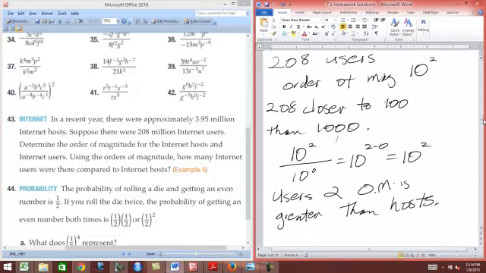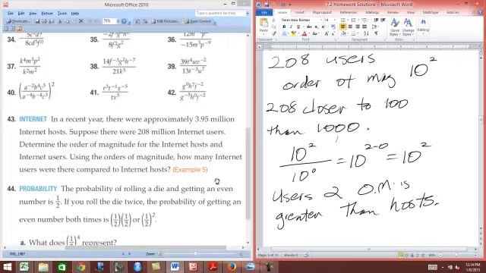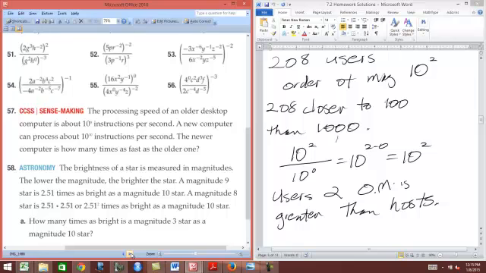So we want to compare the number of internet users to the number of hosts. So we take, in terms of their magnitudes, 10 squared divided by 10 to the 0, which is 10 squared. The users are 2 orders of magnitude greater than the hosts. All right, so that's 43. Let's see, the other question that I was asked about is 58. So let me look at that. I'll put these together. Okay, same thing.